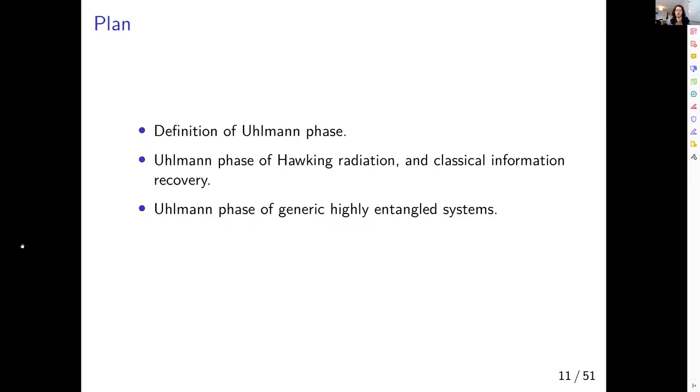Okay, so here's a brief plan for the talk. First I'm going to define Uhlmann phase, because it's a relatively obscure concept, so not many people know how it's defined. Then I'll show how to compute it for Hawking radiation, and how to use that to recover the information. And then finally, I'll describe the Uhlmann phase of a generic highly entangled system, and explain this stuff about the emergent holography.